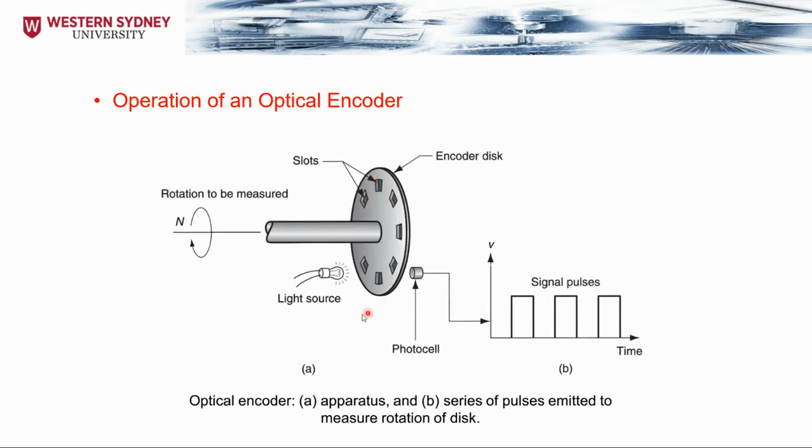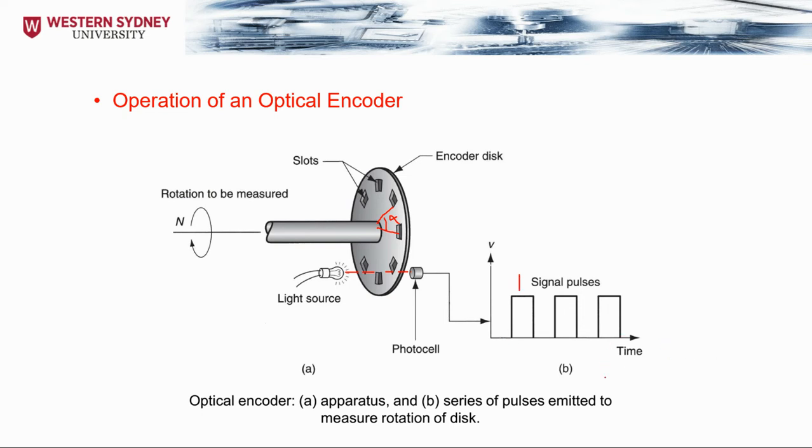Once again, this will be the optical disk. It's going to have multiple slots. To find the angle between these two slots, again, divide 360 by the number of slots we have here to find the value for alpha. So each time the light passes through a slot, it is going to be sensed by the photocell and give me an output signal of 1.